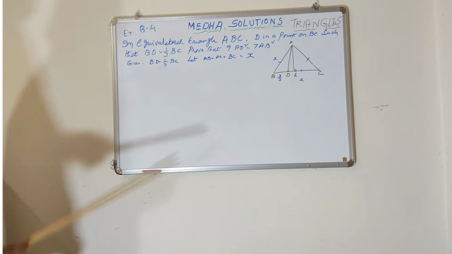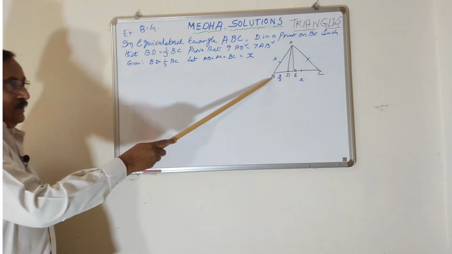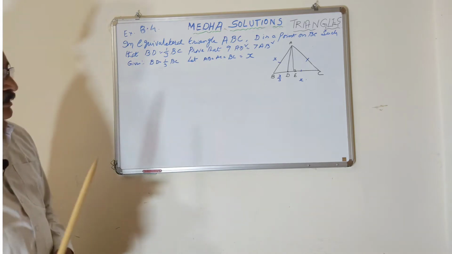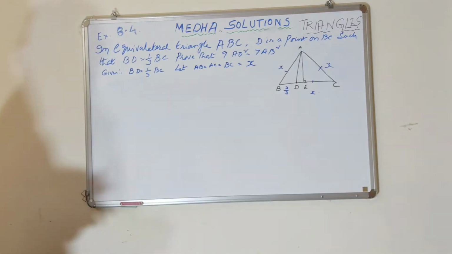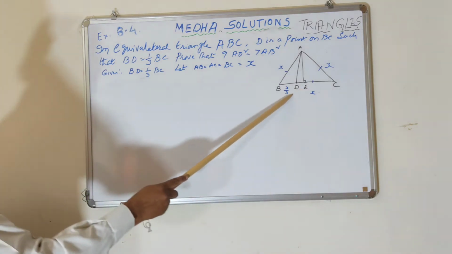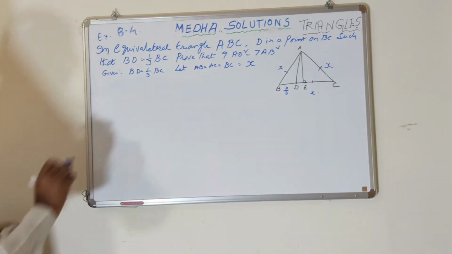See students, given that BD is equal to 1 by 3 BC. Because it is an equilateral triangle ABC, I took that the sides are all x, x, x. Now, as per the given, BD is equal to 1 by 3 BC, so BD is equal to x by 3. Now, construction.